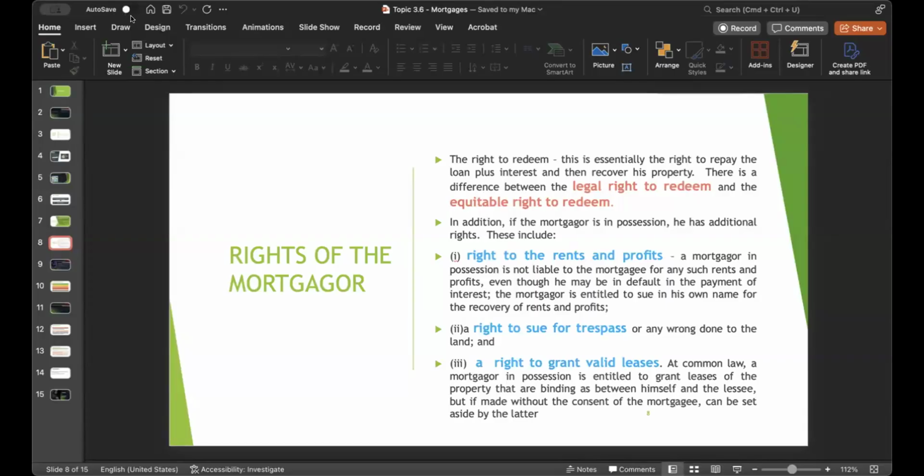I think this is where all present and future income, rent, revenue, profits, or benefits that are derived from the property go straight to the mortgagor.